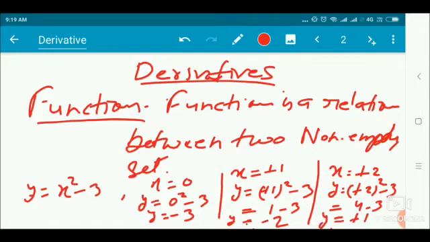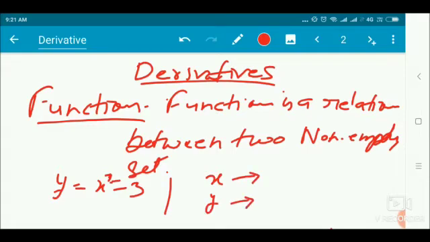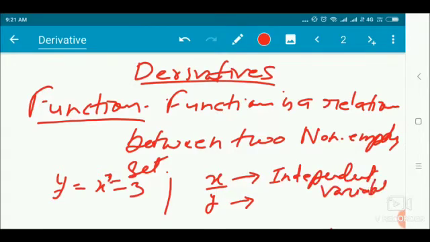Yes. Okay. Now to understand function in a different way, again I'll take the same equation, y is equal to x square minus 3. Here x is a variable and y is also a variable, but x is an independent variable and y is called dependent variable. Why is it so? Why do we call x an independent variable and why is y called dependent variable?